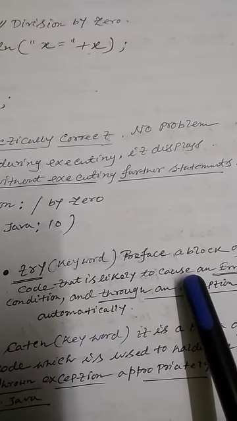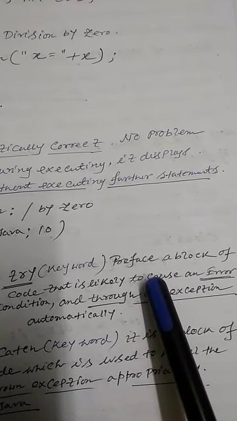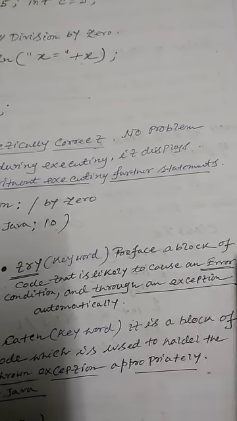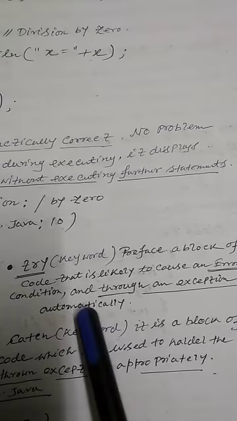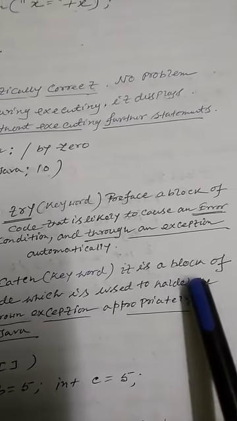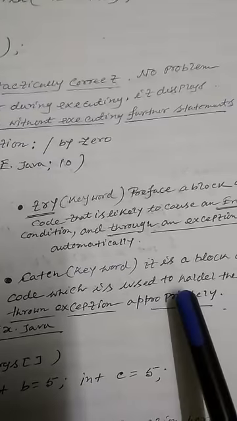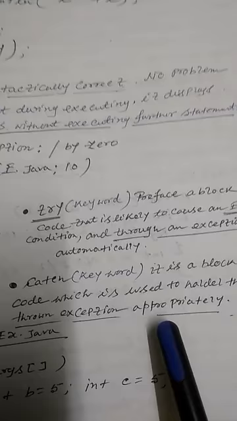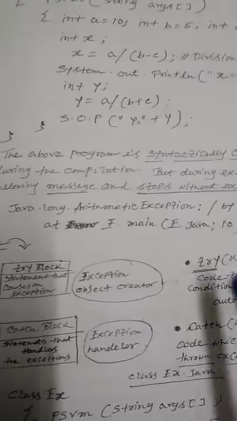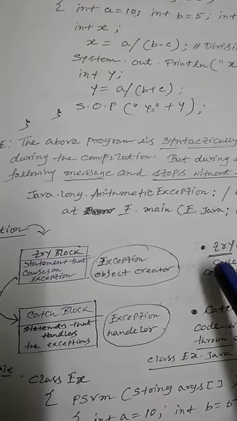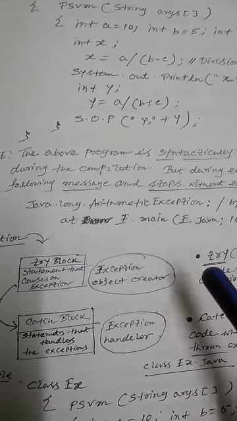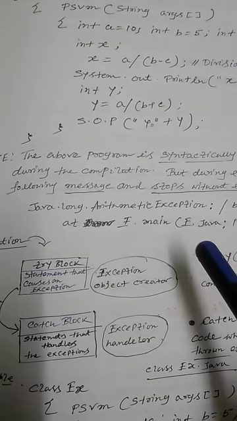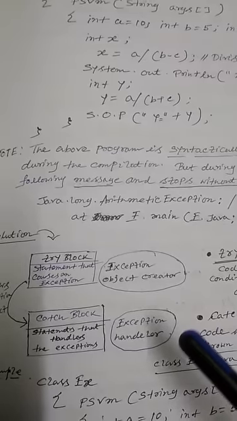Try is a keyword. Try is a keyword that prefaces a block of code that is likely to cause an error condition and throws an exception automatically. Catch is a keyword for a block of code which is used to handle the thrown exception appropriately. So what is our duty? Where we can sense the smell of an error, that means where we can sense the error code, we will put within the try block, and that error will be handled in the catch block.